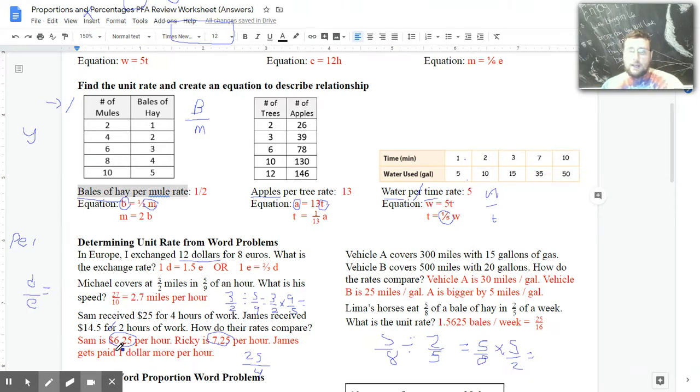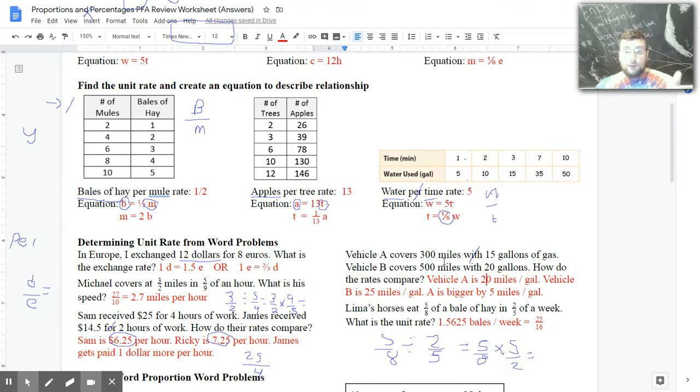So let's try that again with this problem with vehicles here. So you have vehicle A and vehicle B. Don't do math across sentences, okay? Miles per gallon is what we're doing over here. So the first example would be 300 divided by 15, and for vehicle B, you would get 500 divided by 20.